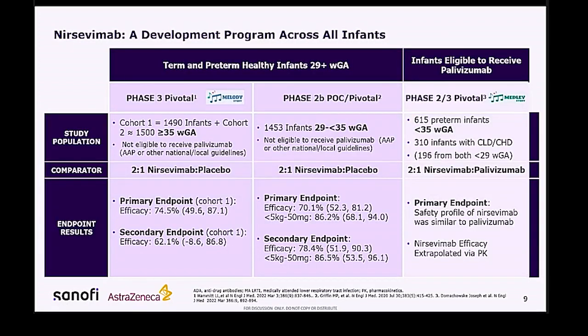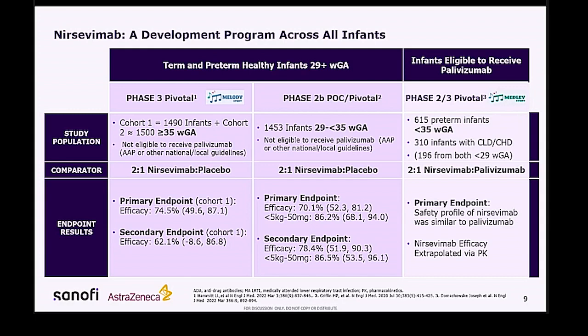Here in this table, you can see the results of the first cohort of the Medley study, as I just discussed, as well as the results of the phase 2b study and the top line results of the Melody study. In both the Melody and the phase 2b, the primary efficacy endpoint was the relative reduction in medically attended lower respiratory tract infection caused by RSV. You can see in the Melody, the result was a 74.5% reduction. This is similar to what was seen in the phase 2b study.